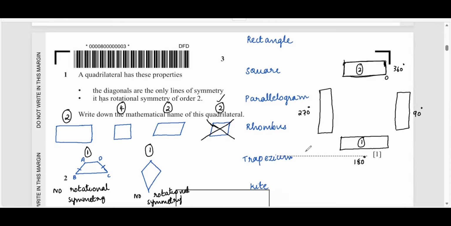So I hope you have understood the whole symmetry portion here. That's about line of symmetry and rotational symmetry.